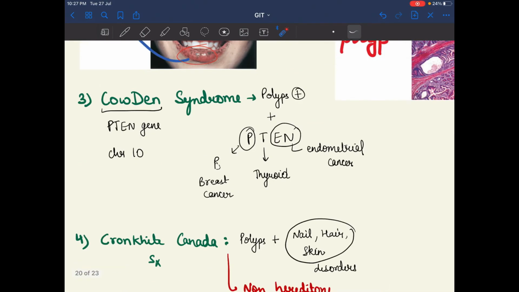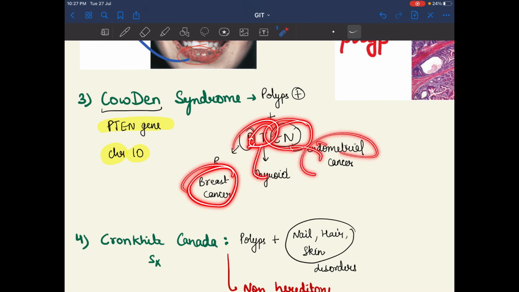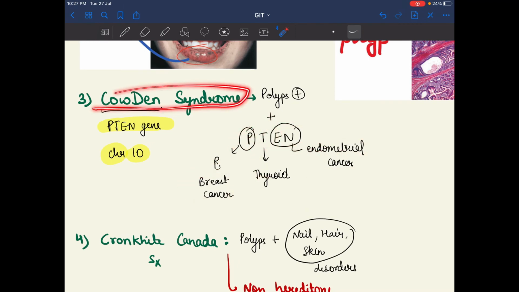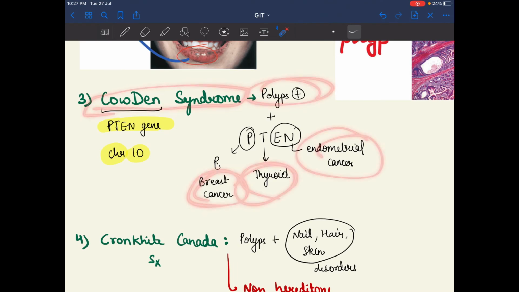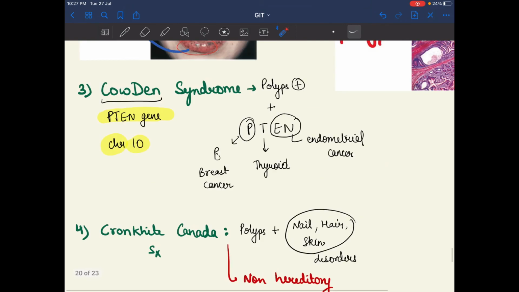After Peutz-Jeghers, we have Cowden syndrome. We can remember it like Cowden, PTEN, and chromosome 10. So in Cowden, the gene involved is the PTEN gene on chromosome number 10. Here polyps are present, and along with polyps there is PTEN, so we can make PB. Here breast cancer involvement, thyroid, and endometrial cancer are also present. So in Cowden syndrome, we have polyps with breast cancer, thyroid cancer, or endometrial cancer. So this is about Cowden syndrome.